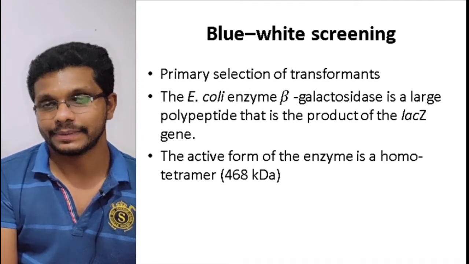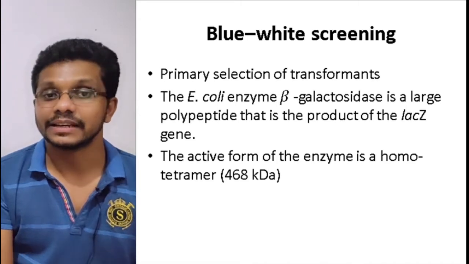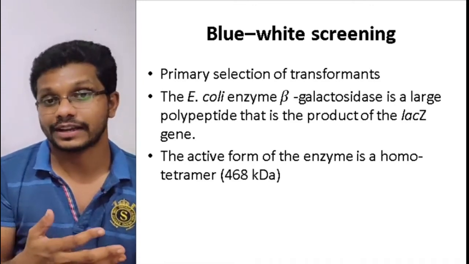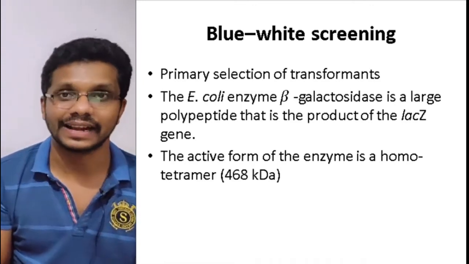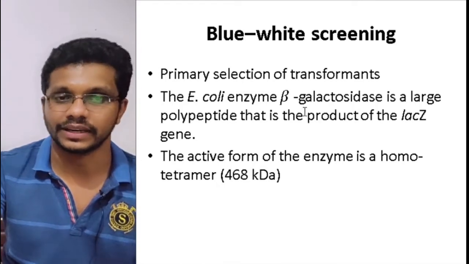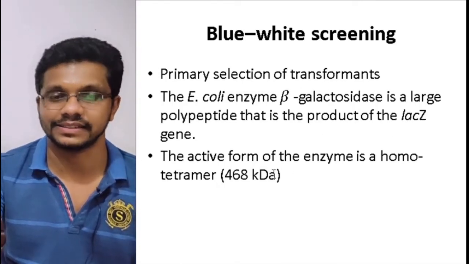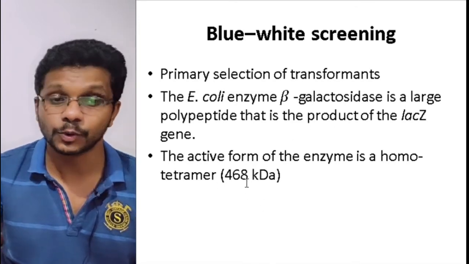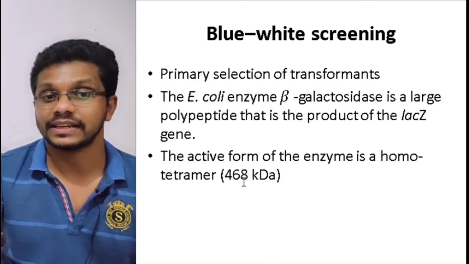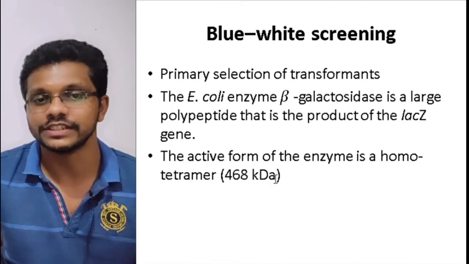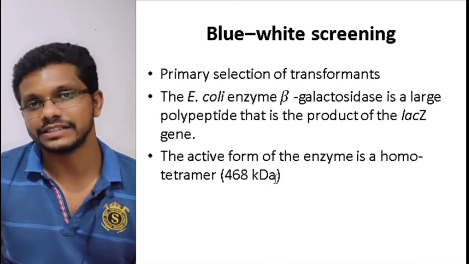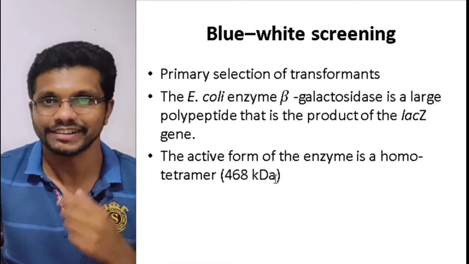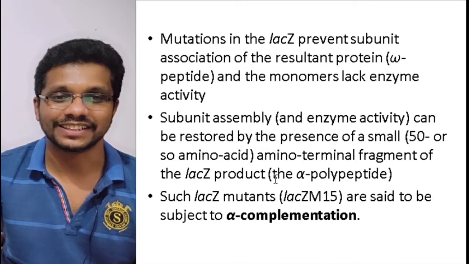The blue white screening is possible by the beta galactosidase gene. Beta galactosidase is actually encoded by the LAC-C gene. This beta galactosidase is a huge protein with the size of 468 kilodalton. That's a huge gene, so we cannot actually insert that big gene into the plasmid. So we have done a small trick, and I will explain that.